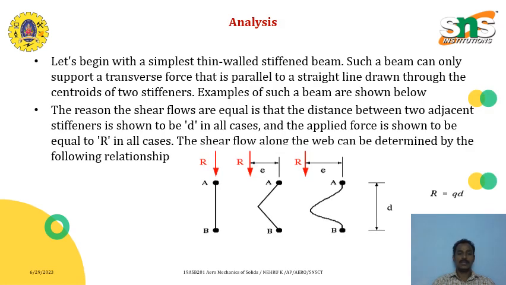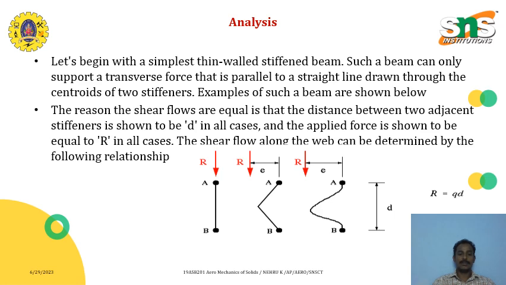Right? While doing the analysis, let us begin with the simple thin wall stiffened beam, such as a beam carrying only transverse forces that are parallel to a straight line drawn between the centers of two stiffeners. For example, such beams are shown in the figure. We have AB, the R is the applied resistance force, and in AB the collapse has happened, and in AB the buckling has happened. The D is the radius of gyration. So we have different categories of different points, and the shear flow is equal in all cases, the distance between two adjacent stiffeners should be D in all the cases. The applied forces should be R in all the cases.